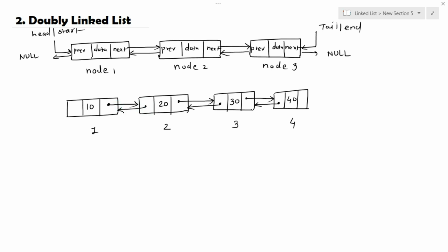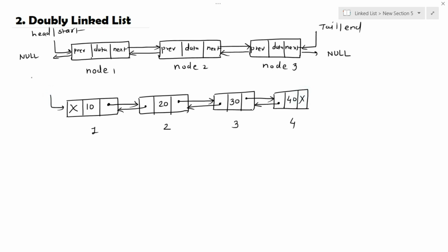Now again, for node 1 this previous is null. So we can just cross here or we can write down null, because previous of node 1 does not contain the address of any other node. That's why this is a null. And for the last node the next is also null.